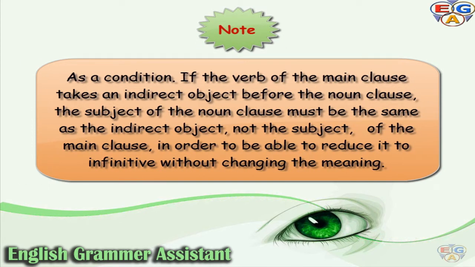As a condition, if the verb of the main clause takes an indirect object before the noun clause, the subject of the noun clause must be the same as the indirect object, not the subject of the main clause, in order to be able to reduce it to infinitive without changing the meaning.